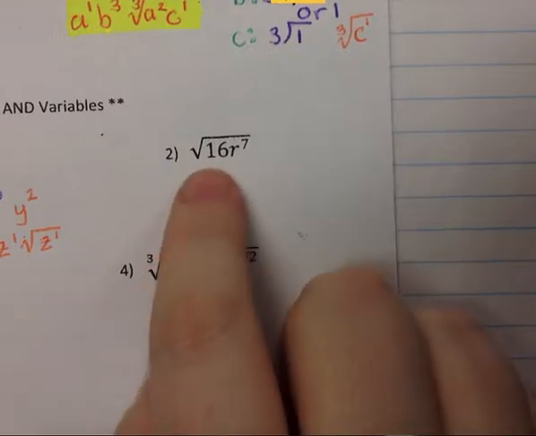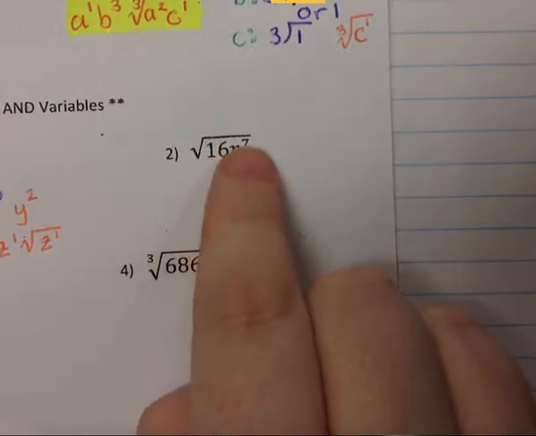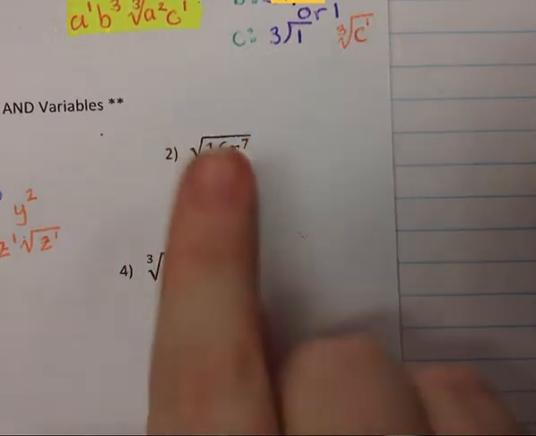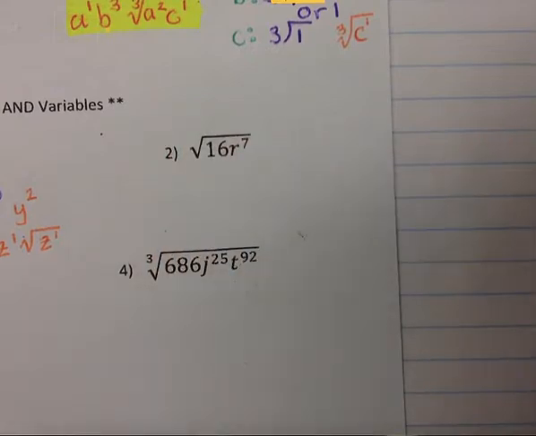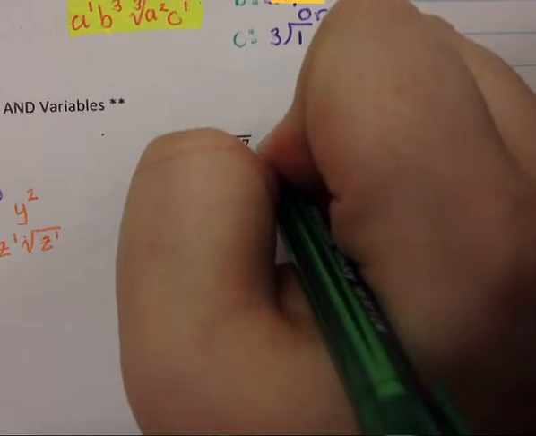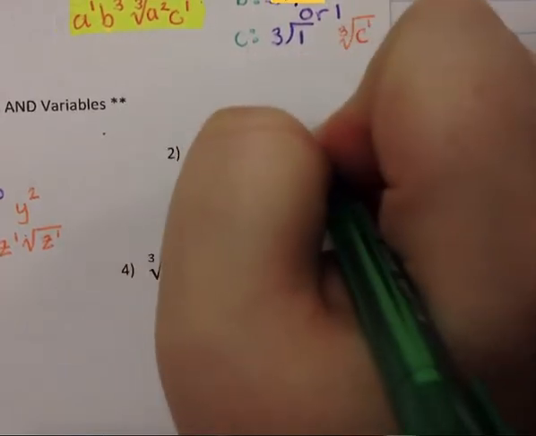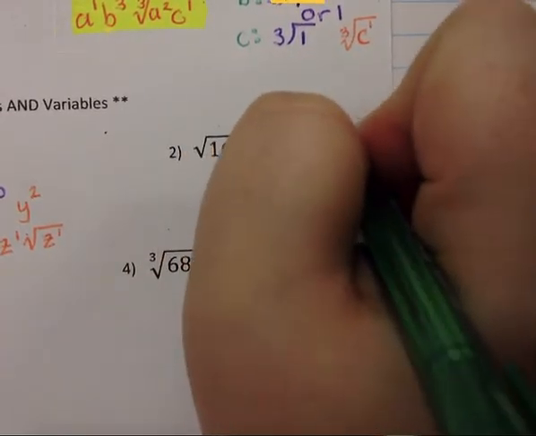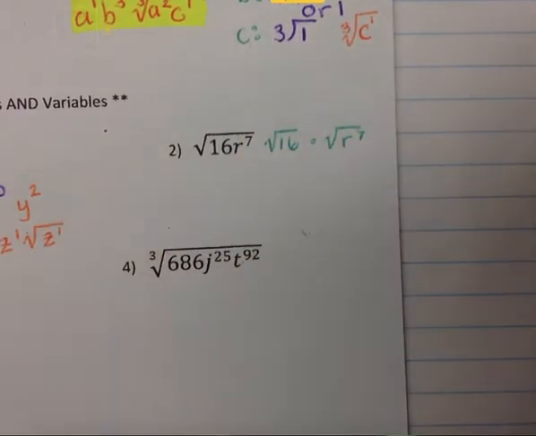If I go on to this next problem, number 2, it is the square root of 16r to the 7th. So this time we only have 2 things. We have one number and one letter. So I want to look at the square root of 16 times the square root of r to the 7th. Because those are the 2 different things I'm looking at.